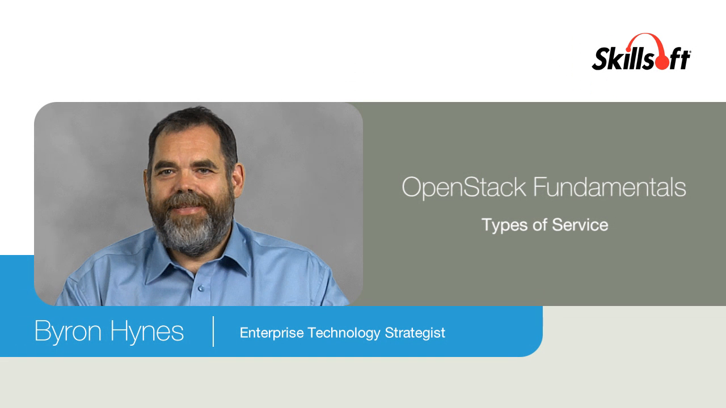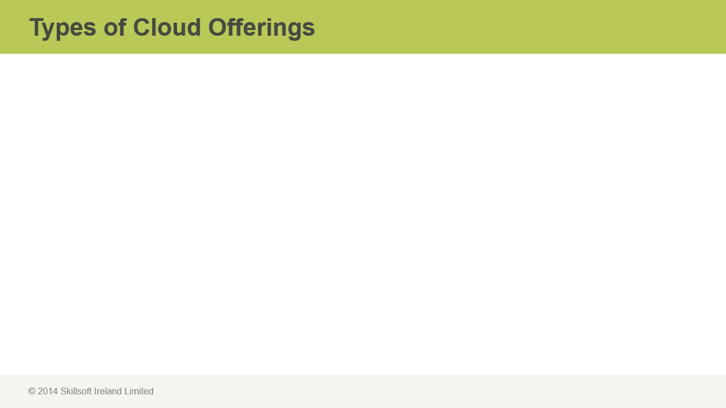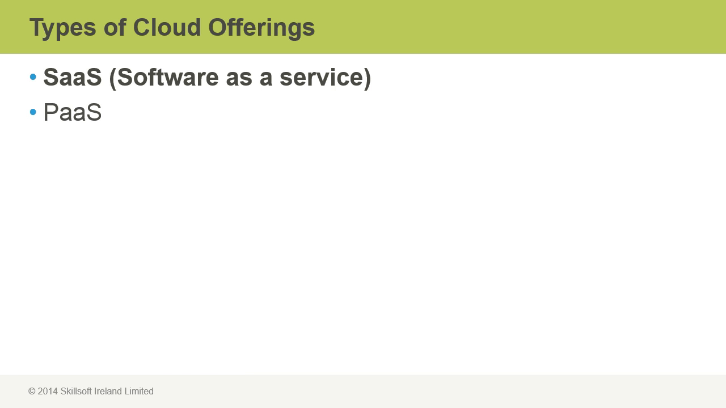I'm Byron Hynes, and in this video presentation, we're going to talk about the different types of cloud offerings that are available in OpenStack and in cloud services in general. Now, there's three main types of services that are offered in a cloud environment. First, we'll begin by talking about software as a service, or SaaS, and we'll talk about platform as a service, and we'll talk about infrastructure as a service.